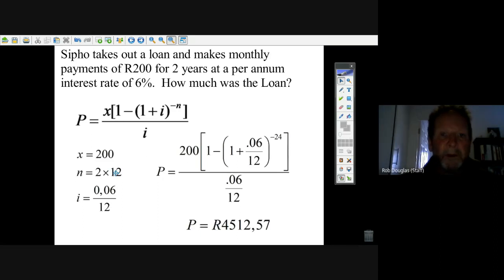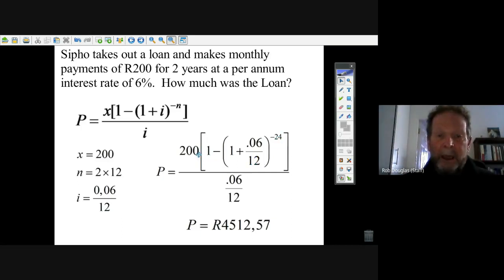He did it for 2 years, so it's monthly, so it's 2 times 12. There's 24 months in 2 years. Okay, so n is 24. And i, the interest rate, is 6% divided by 12 because it's monthly. All you do is replace i with 0.06 over 12, n with 24, and x with 200, and type it into your calculator so that it looks exactly like this in that natural display.